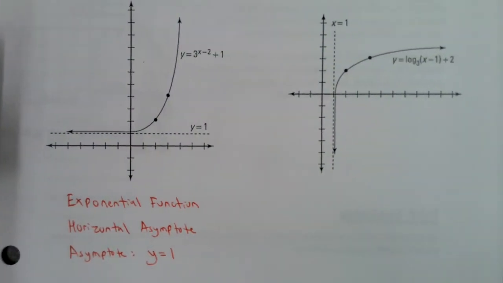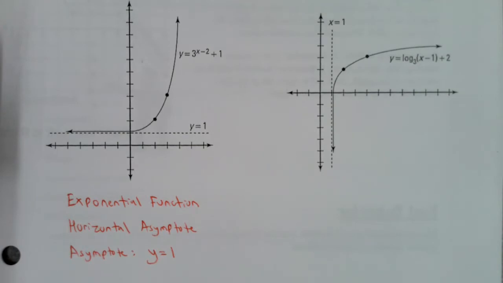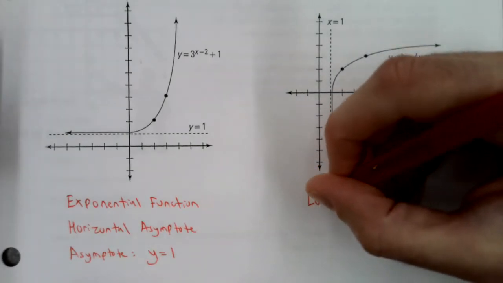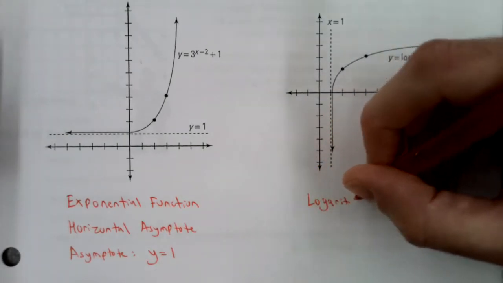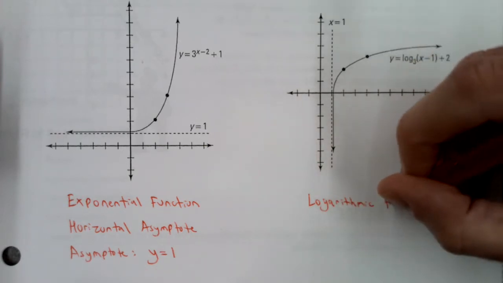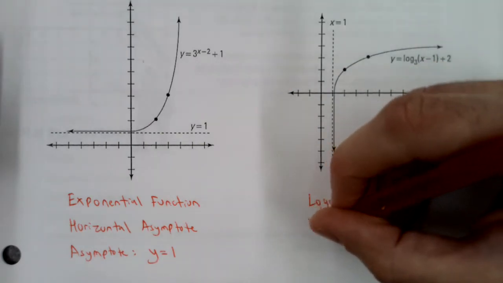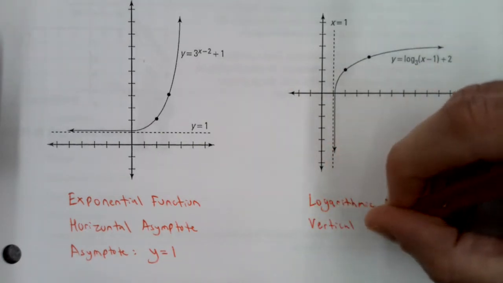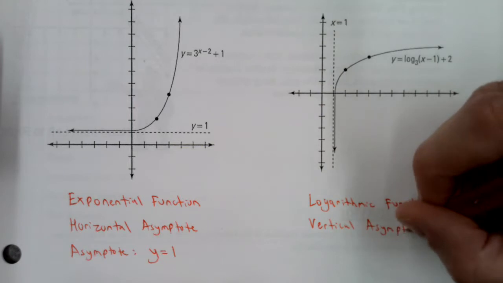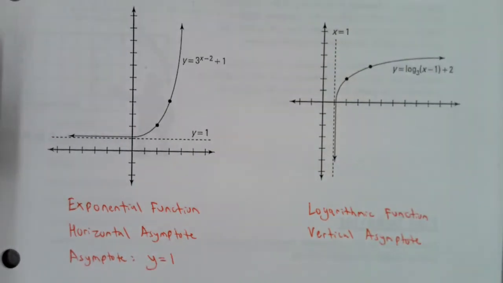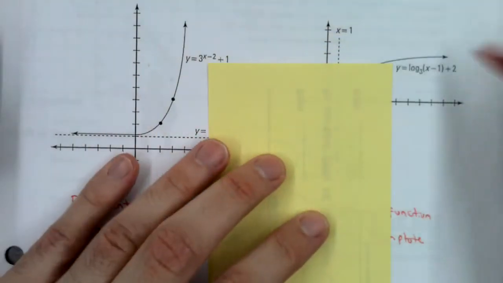This next graph is an example of a logarithmic function. So let me jot that down. That means that it's going to have a vertical asymptote. Now remember, the thing in the parentheses is called the argument. So the argument must always be greater than or equal to 0. So if you think about it, what's the argument here?